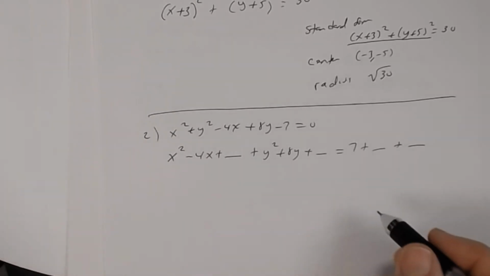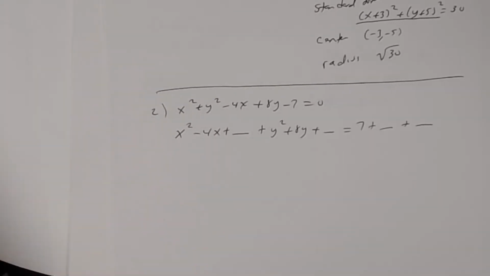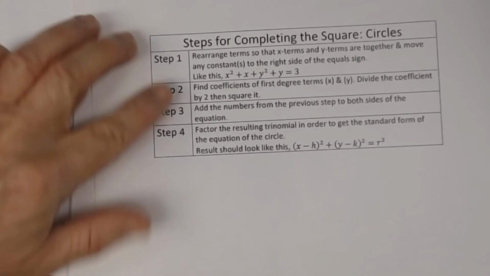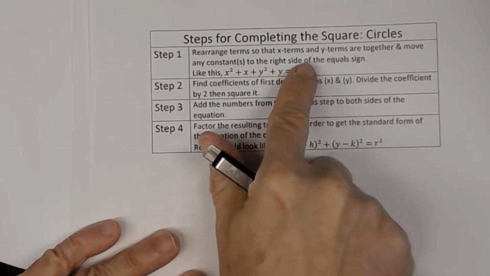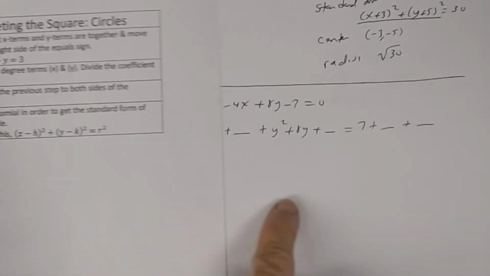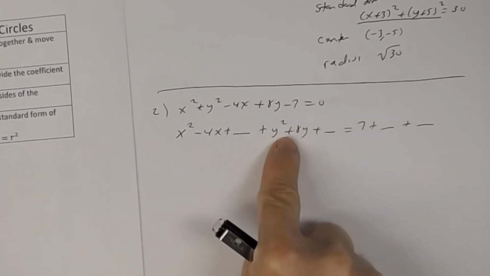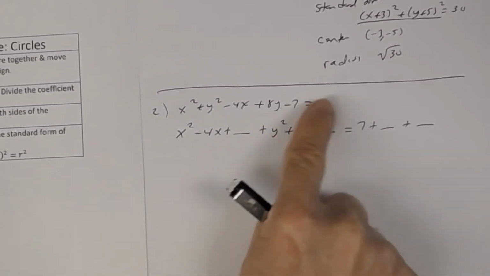All right, so let's talk about that now. So we did step 1. Step 1 was to rearrange so that the x terms and the y terms are together. And I did. So your x terms are together, your y terms are together, and your constants are on the other side. I brought negative 7 over.